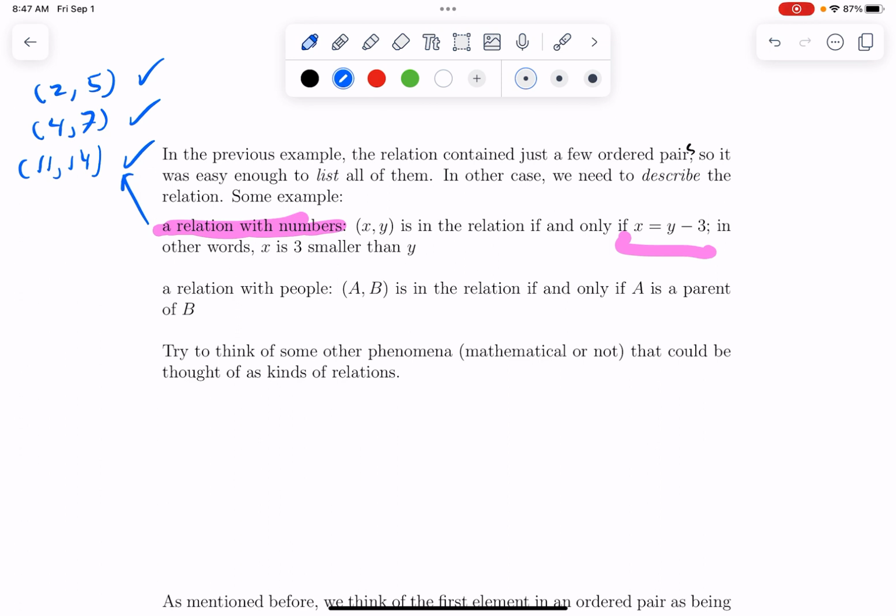So we're never going to be able to list all of them, in which case it's nice to have this description. I have described what these all have in common because it's impossible to list all of them.